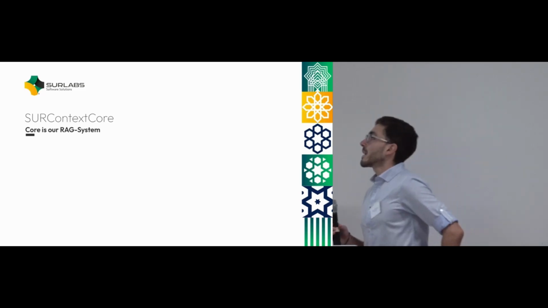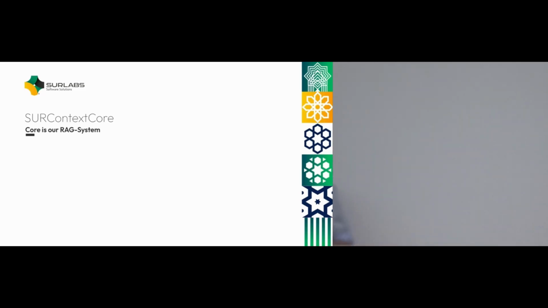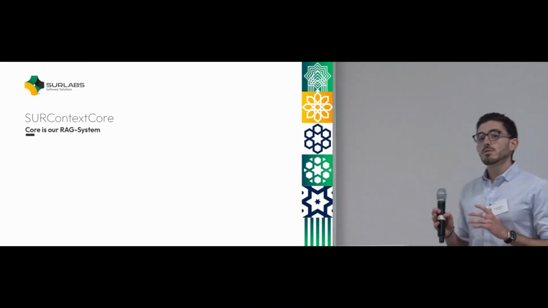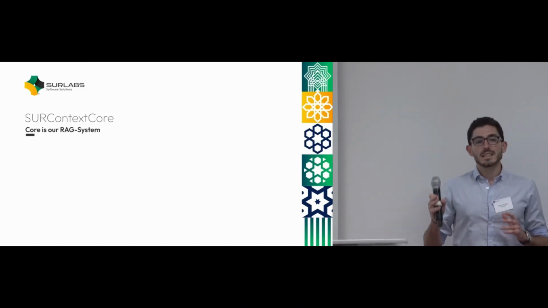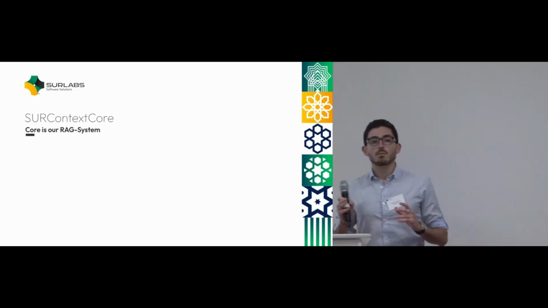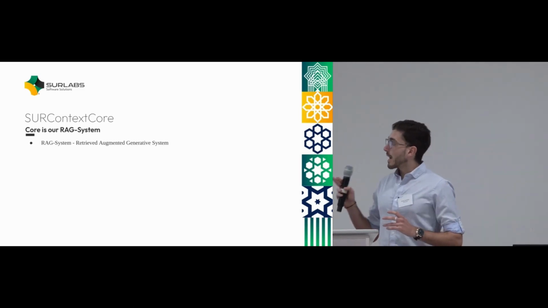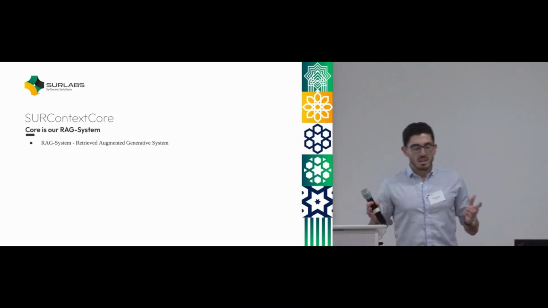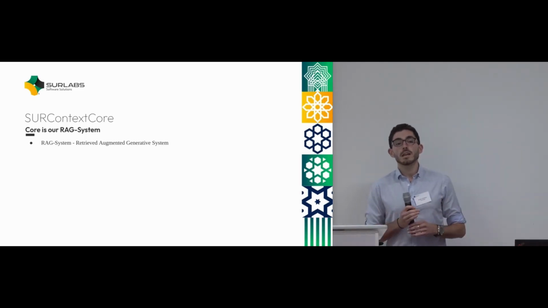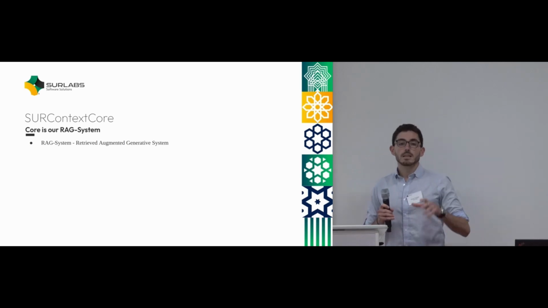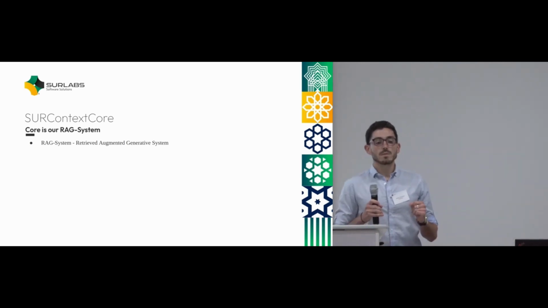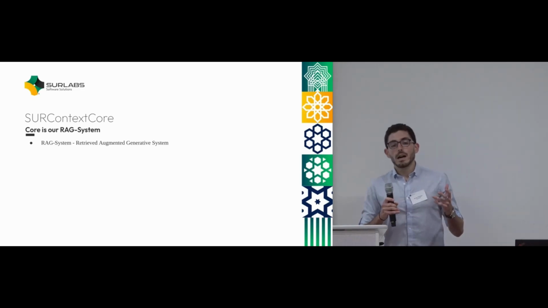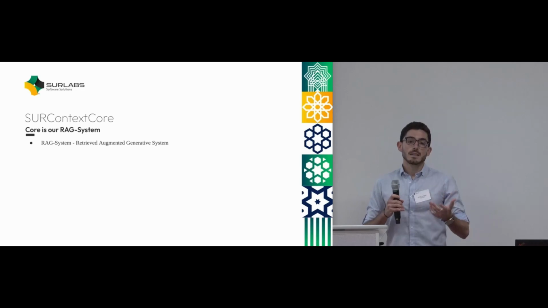So now we are going to explain a little bit the SIR context core, because I think this is a very important point to know, that our SIR context is a full RAG. But what does it mean? A RAG is a Retrieval Augmented Generation system. In summary, we could say that the system is able to get some documents due to the request of the user, and on the basis of those documents provides an answer.